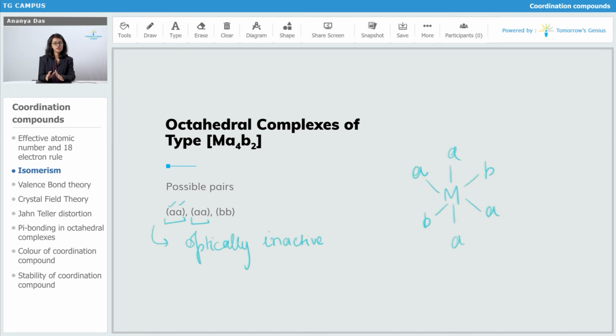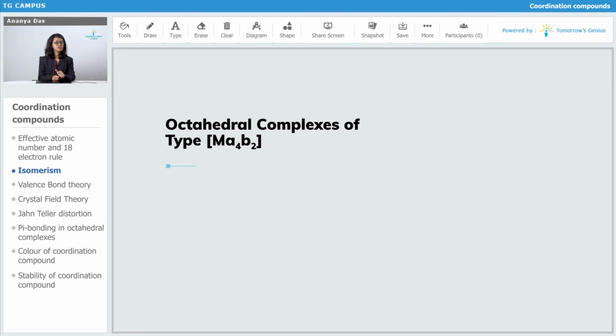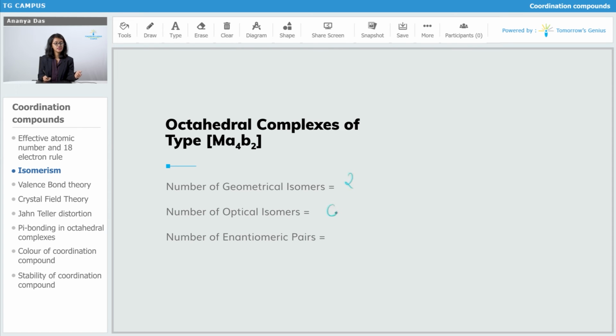Next we will see the number of geometrical isomers, optical isomers, stereoisomers and enantiomeric pairs. The number of geometrical isomers is equal to the number of possible pairs, which were just 2. The number of optical isomers will be equal to 0 because there were no optically active pairs. So this is 2 and this is 0. And the number of enantiomeric pairs is equal to the number of optical isomers divided by 2, so the number of enantiomeric pairs is also 0.